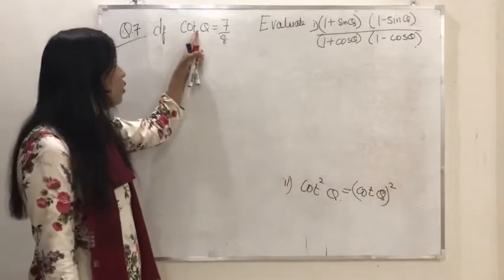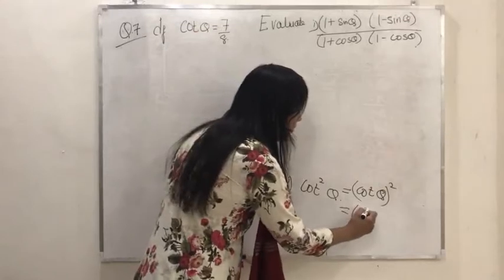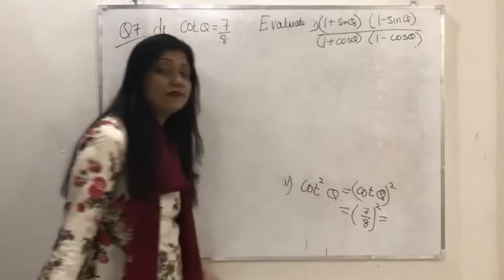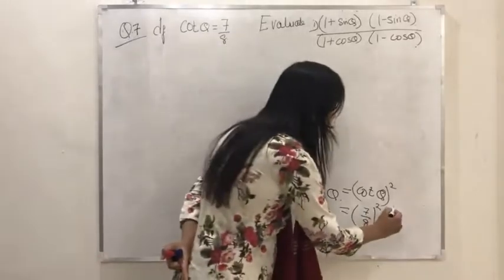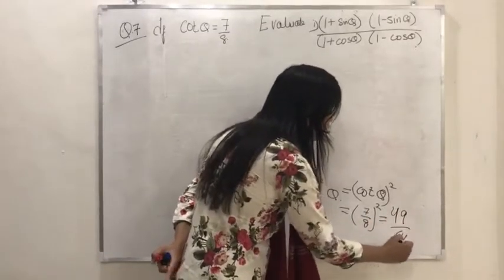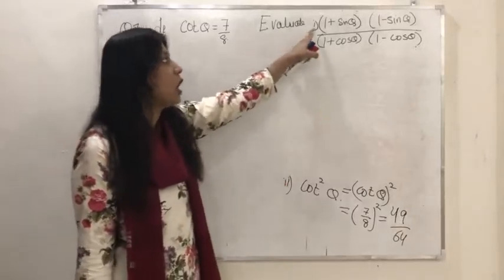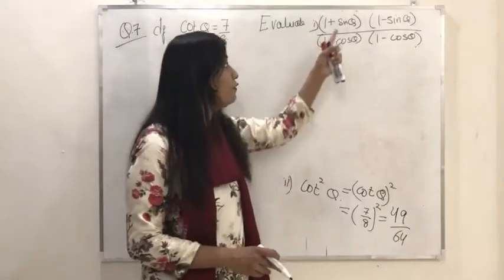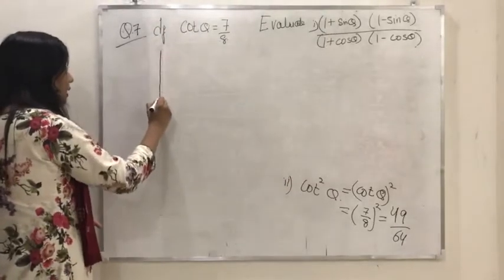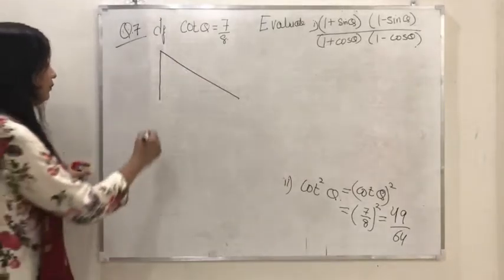So what is the value of cot theta? It is 7 upon 8. So it will be 7 upon 8 whole square. So 7 square is 49 and 8 square is 64. So the second part is very simple. Now we will see how to do the first part. Before finding the first part, we will find the length of all sides of the triangle.